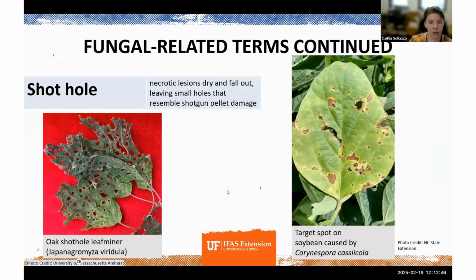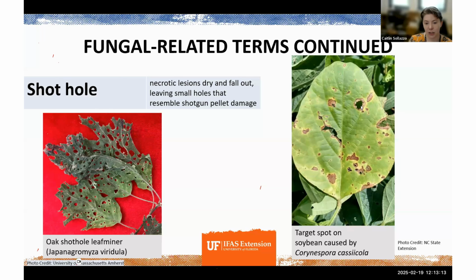All right, and then we're also going to go to shot hole. So this is another thing that you will hear, and this is when you have fungi lesions that continue to grow, and so they get kind of big. And then that necrotic center just kind of gets crispy and falls out. And so it looks kind of like someone took a BB gun and put a shot hole through that necrotic spot. And so that's why it's called a shot hole symptom.